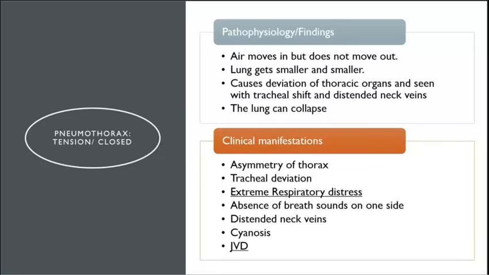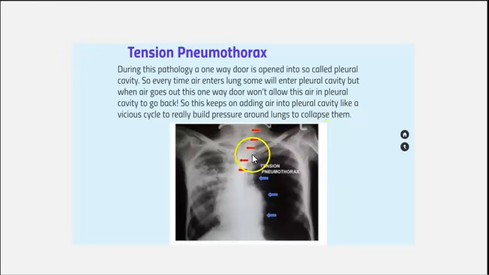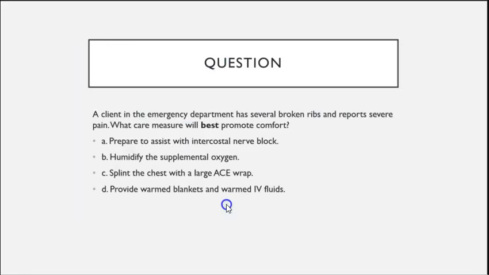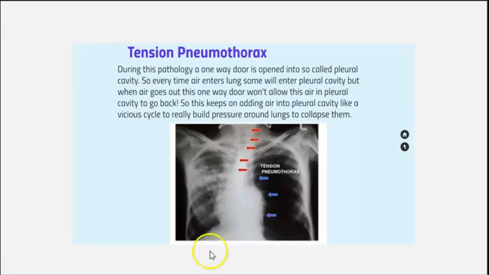Clinical manifestation: extreme respiratory distress, tracheal deviation, mediastinal deviation, distended neck veins or JVD, absence of breath sounds on the affected side. This is a good picture. So we get tension pneumothorax. We see that the mediastinum is starting to deviate. We also see the heart structure starting to deviate. So that means that blood flow can't get into the heart as well. Things are getting squeezed on this side. So fluid is going to start to build up and cause JVD.